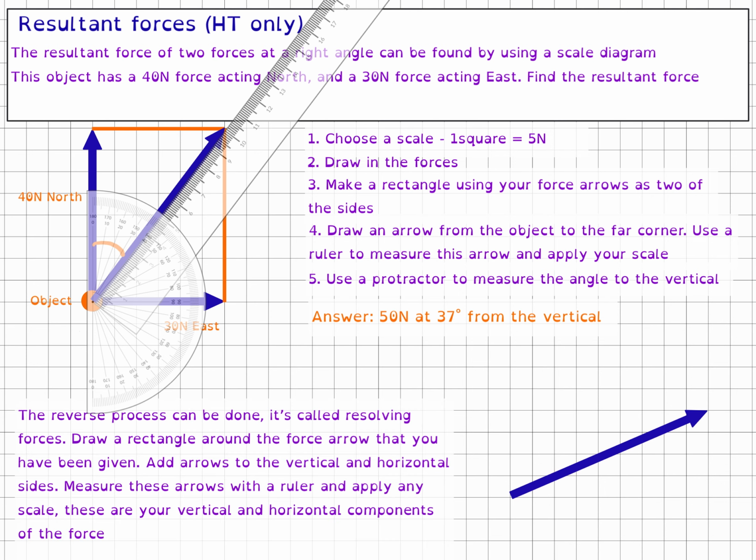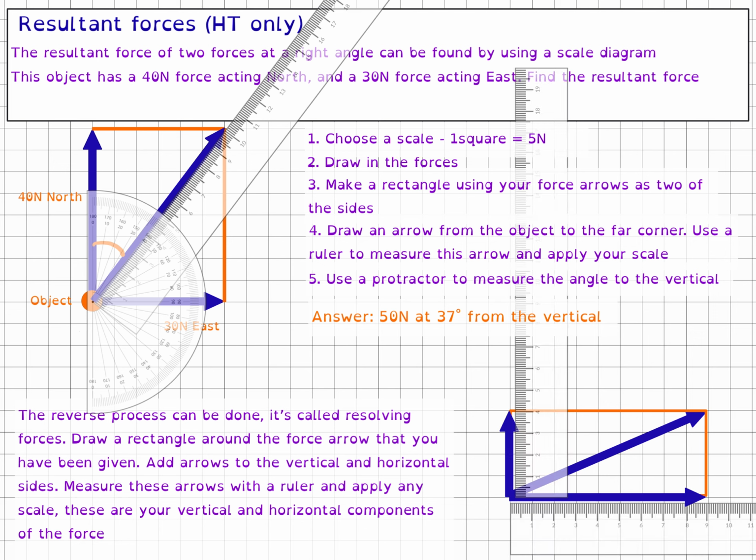The reverse process can be done. It's called resolving forces. Draw a rectangle around the force arrow that you have been given. Add arrows to the vertical and horizontal sides. Measure these arrows with a ruler and apply any scale. These are your vertical and horizontal components of the force.